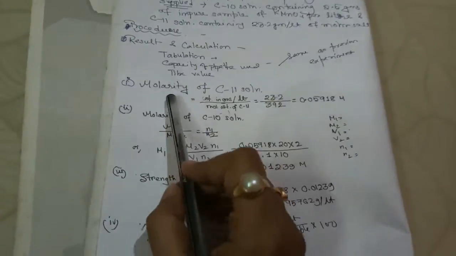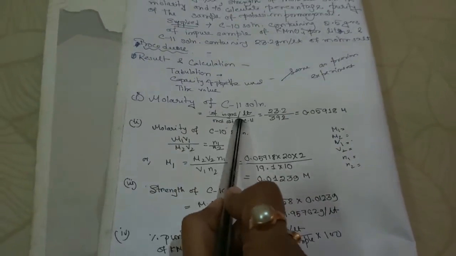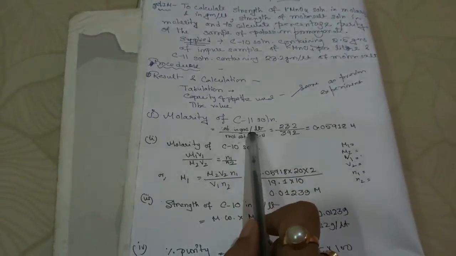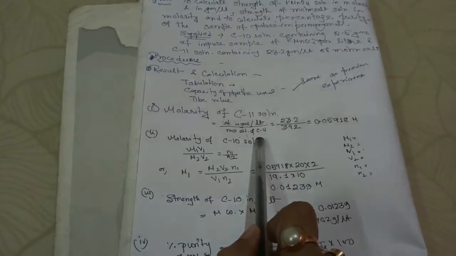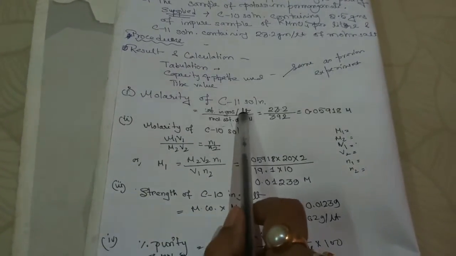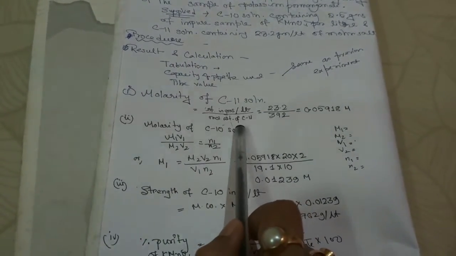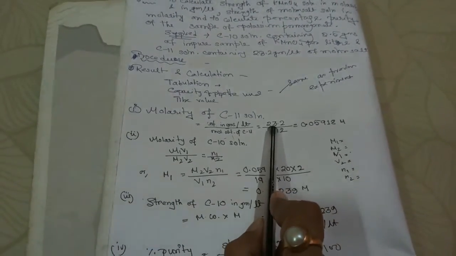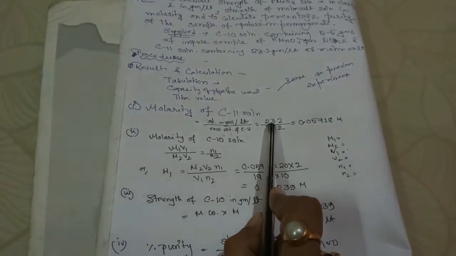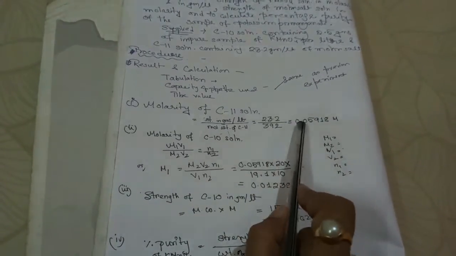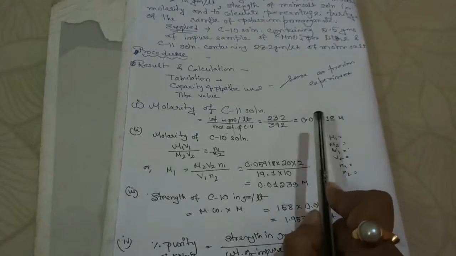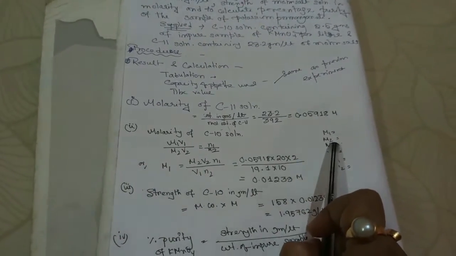Molarity: initially we are calculating the molarity of C11 solution, as here the pure sample is C11. So first we will calculate the molarity of C11. Writing the formula: weight in grams per liter divided by the molecular weight. The molecular weight of Mohr's salt is 392, and as supplied in the question paper, it is 23.2 grams per liter. So we get this molarity, and as stated the previous day, we need to take a minimum of 4 decimal places.